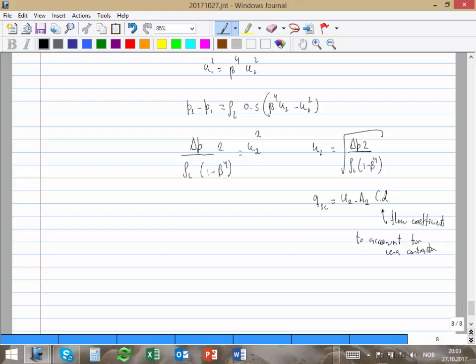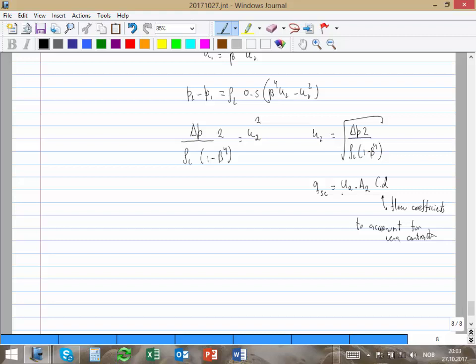Then I want to get exactly this expression, so I multiply both sides by A2 and CD. So Q is equal to A2 CD times the square root of 2 delta P over rho L times (1 minus beta to the 4). And that's the expression for liquid flow through a choke. Not very useful, because like I told you, we seldom have chokes operating only with liquid. But it's interesting for something else that I'm going to show you now.